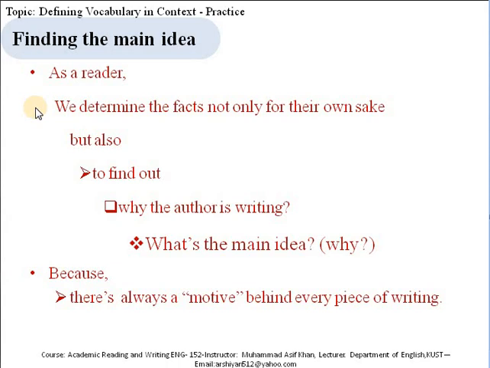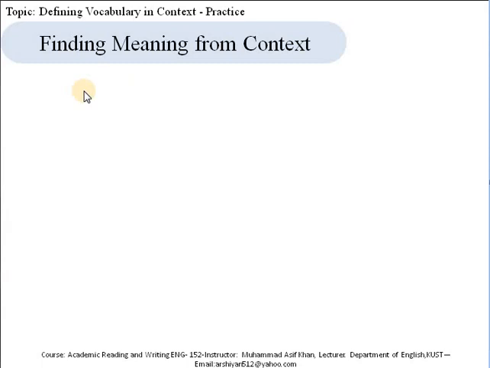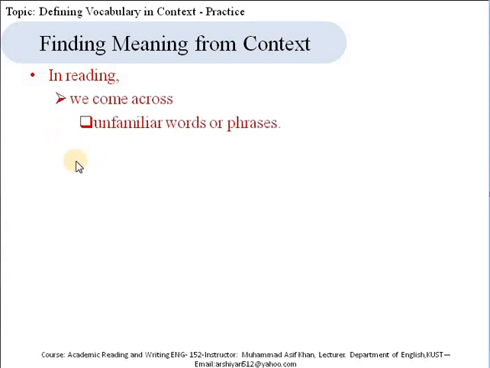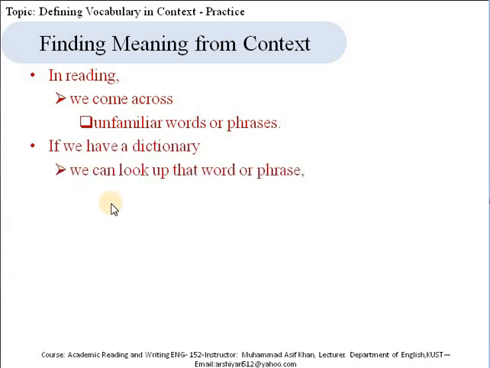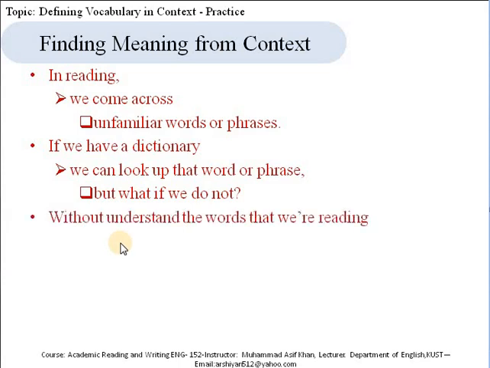Now, the third important practice which we are going to start is finding meaning from the context, or another way to express the same thought, defining vocabulary in context. Sometimes when we are reading, we come across different words or phrases that are unfamiliar to us. We might be lucky to have a dictionary handy and look up that word or phrase, but if we don't have a dictionary, what will we do? How can we understand what we are reading if we don't know the meanings of all the words in that text?